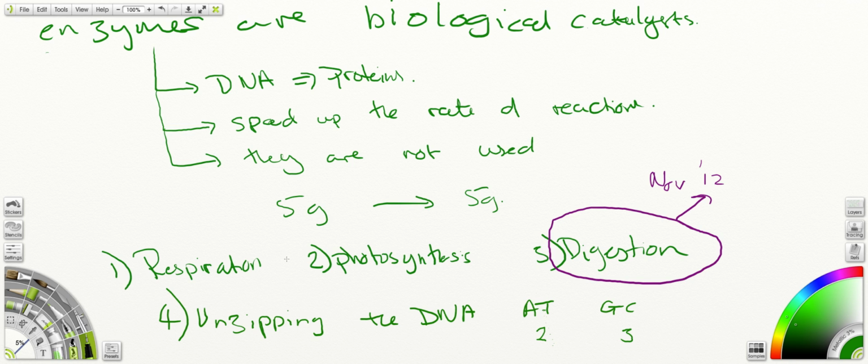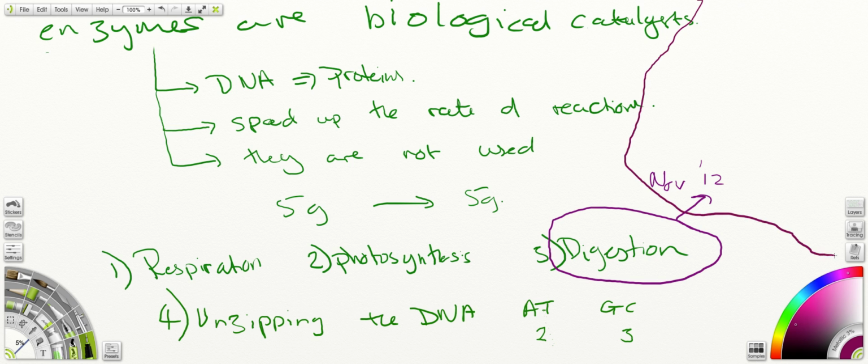So all of these occur within an organism. Respiration happens within all organisms, photosynthesis within a plant cell, digestion within the body of animals, and unzipping DNA within a cell. However, not all enzymes necessarily work within a body or within an organism.